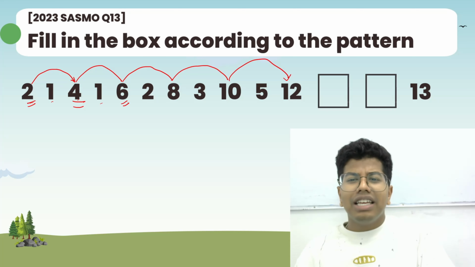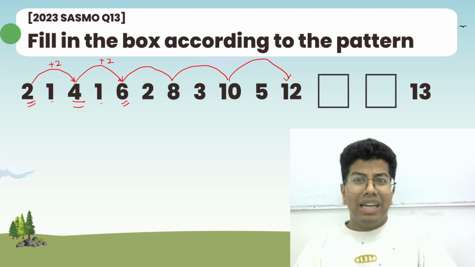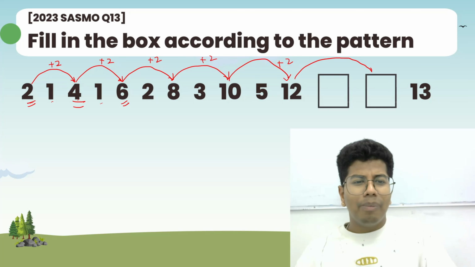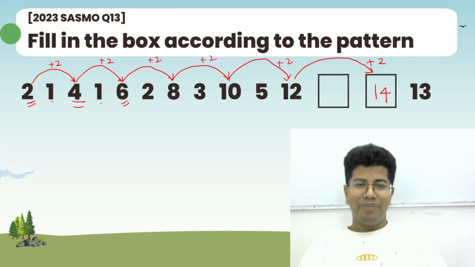So if I just see the relation of this number 2, 4. 2 to 4, what is the change? Oh, add 2. 4 to 6, what is the change here? Oh, add 2. 6 to 8, what is the relation? Add 2 again. So here also add 2. Here also add 2. So what about the relation of this number and the box? Add 2. And 12 plus 2 is nothing but 14 over here.